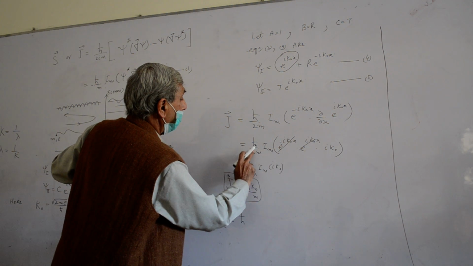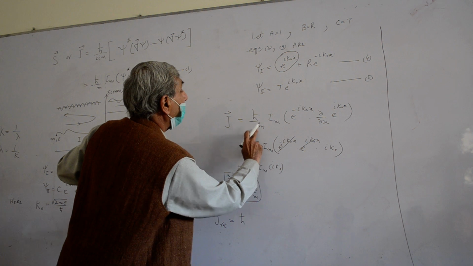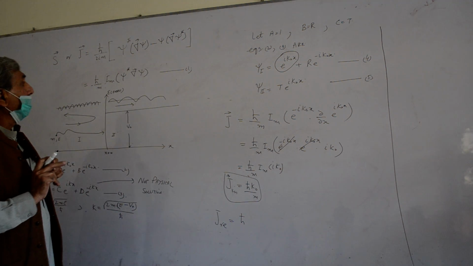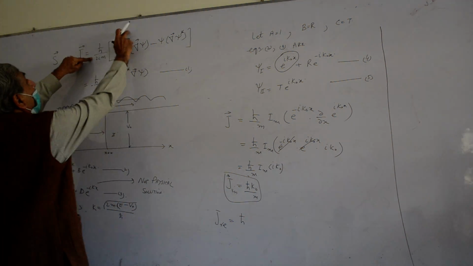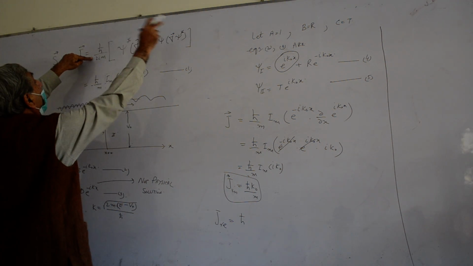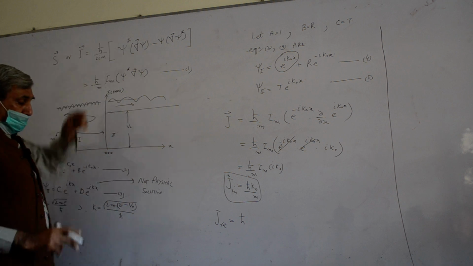Okay, I made a mistake, please correct it, because this 2 will appear, because this is 2 times the imaginary part of that, so the 2 cancels, so no problem.